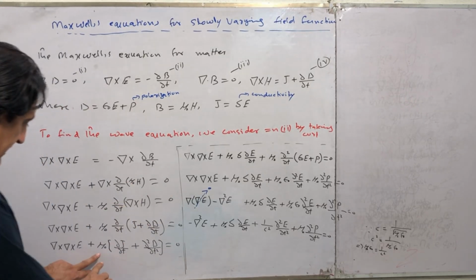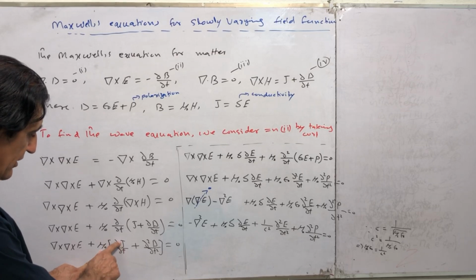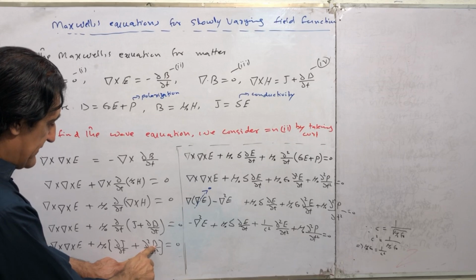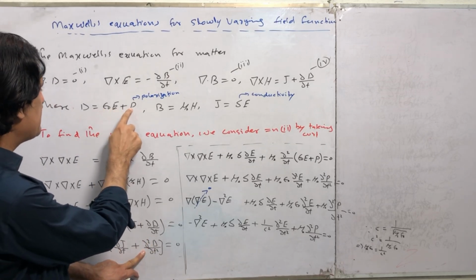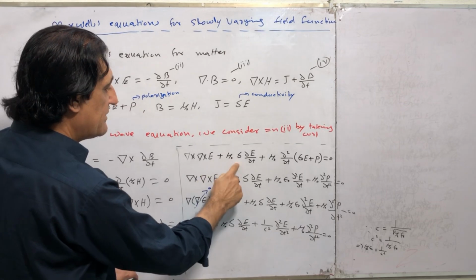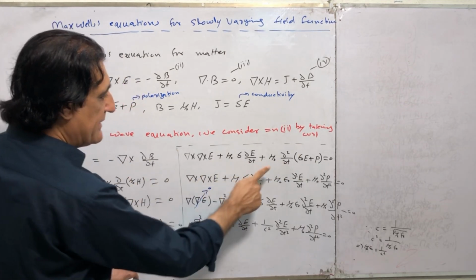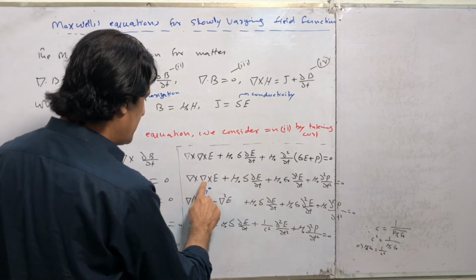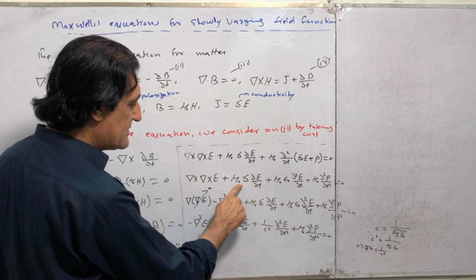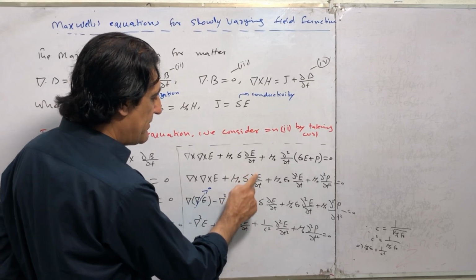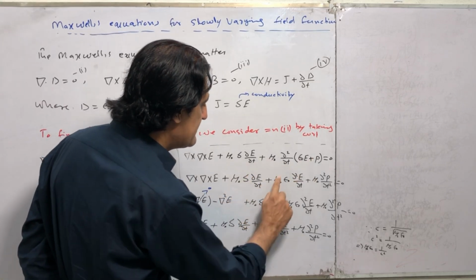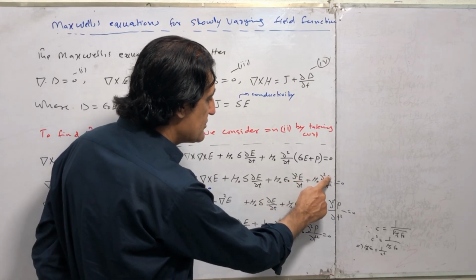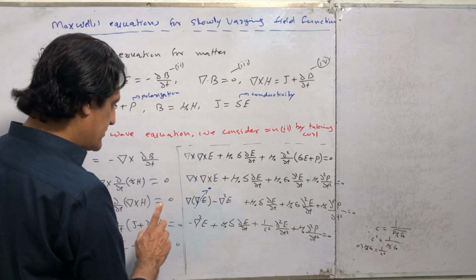And further, we can put the value of J here. From here J is equal to sigma E, and the value of D is equal to epsilon E plus P. Then if we put the value, we have this equation, and then multiply this with this and this, then the equation can take the form del cross del cross E plus mu naught sigma partial E divided by partial t. If we multiply this, then mu naught epsilon naught partial square E divided by partial t square plus mu naught partial square P divided by partial t square is equal to 0.